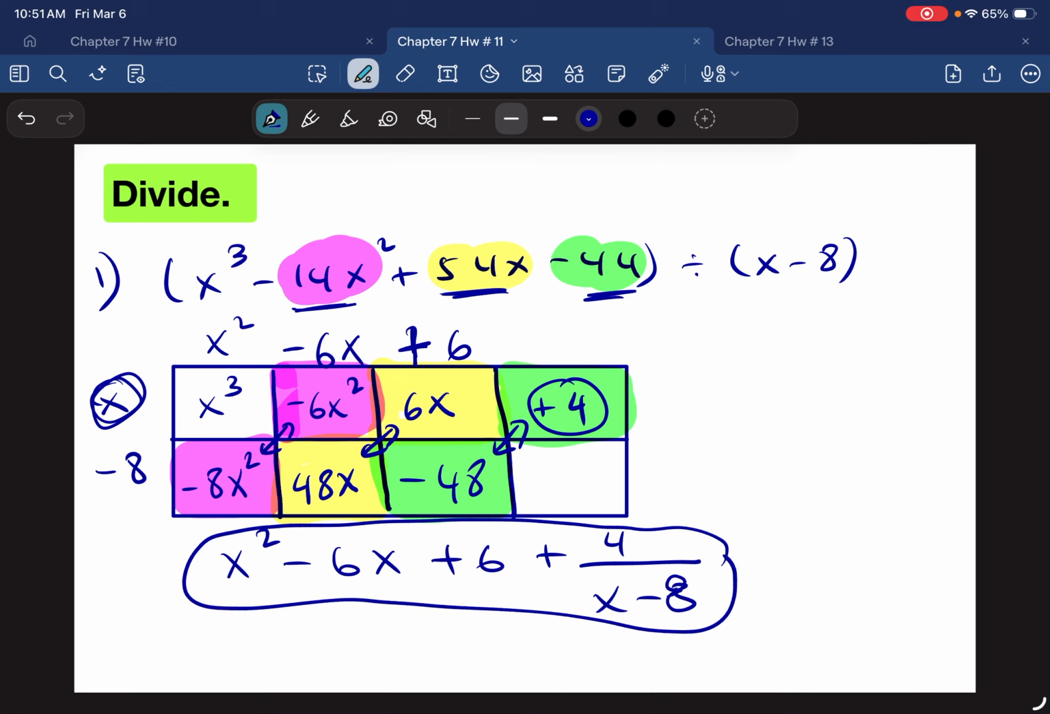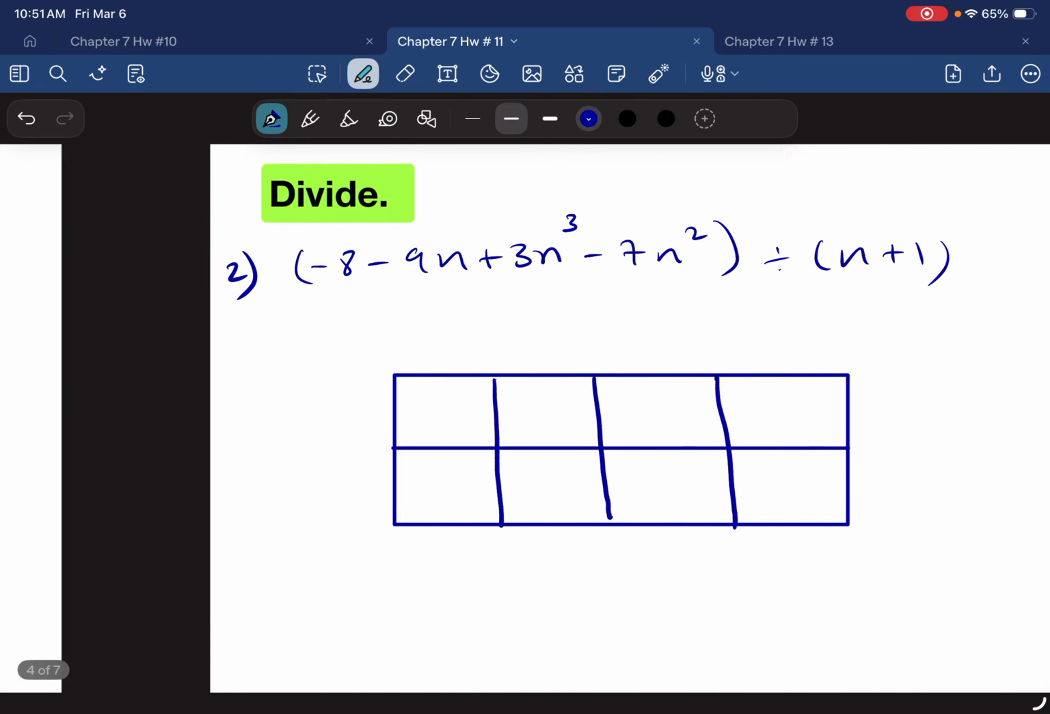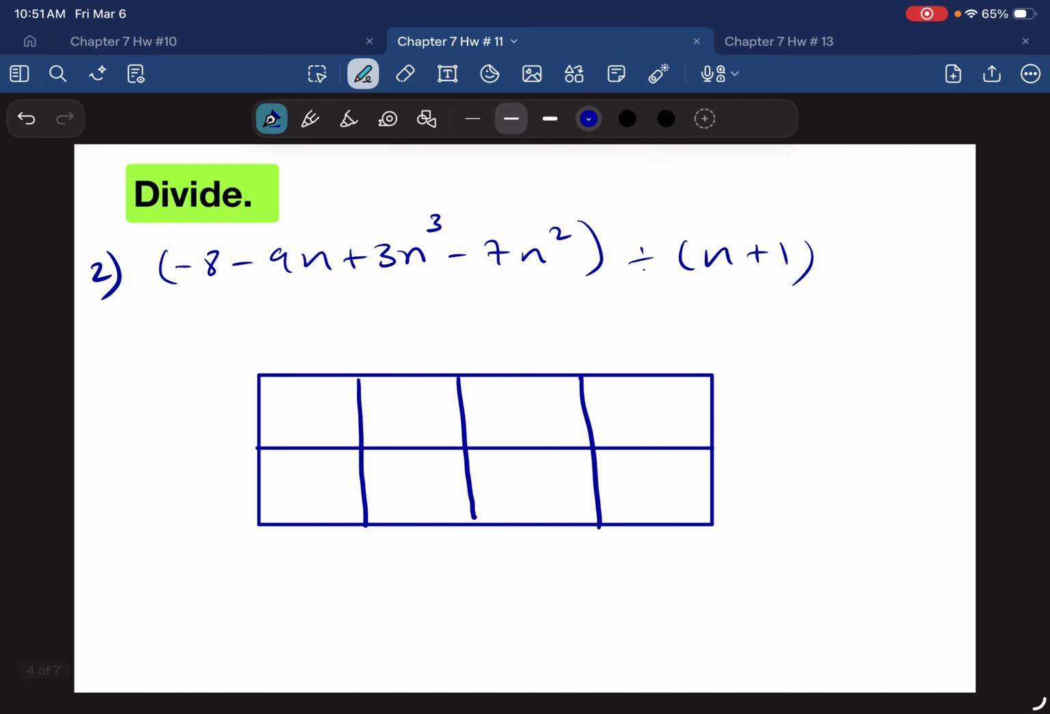Okay, let's move on to number 2. Number 2, notice I did not give you the problems in the right order. The highest degree has to go first. So let's rewrite the problem first. That means 3n cubed goes here, followed by minus 7n squared, followed by negative 9n, minus 8, and then your divisor stays the same. Okay, now it's in the right order, then we can start doing the problem.